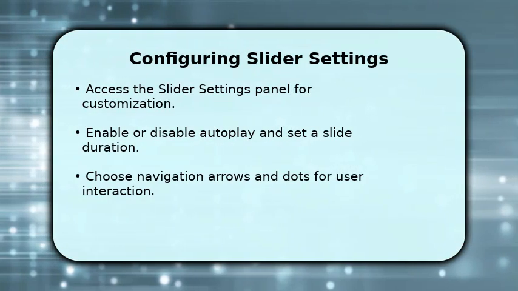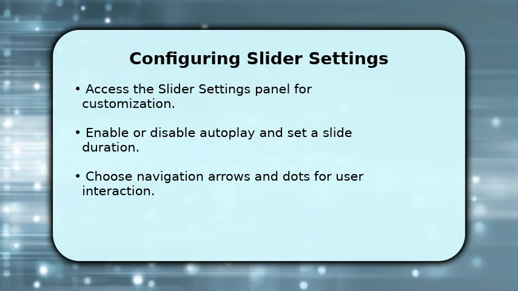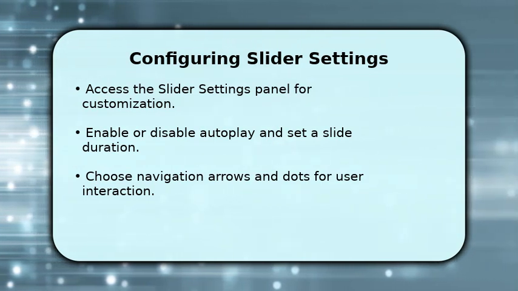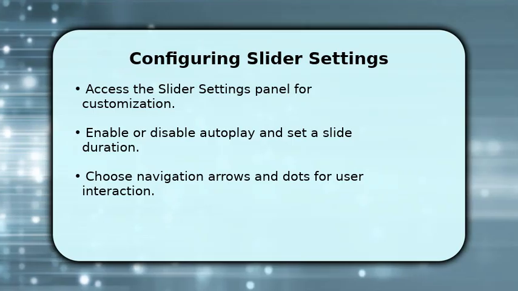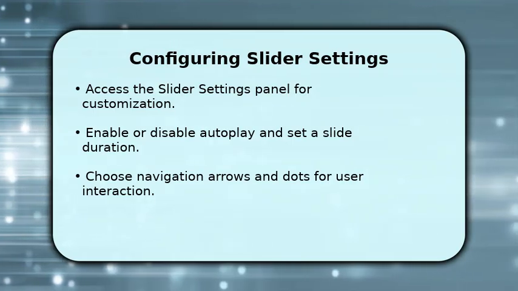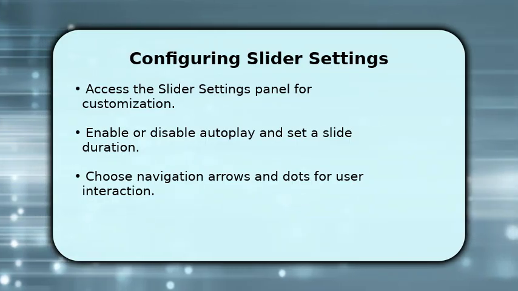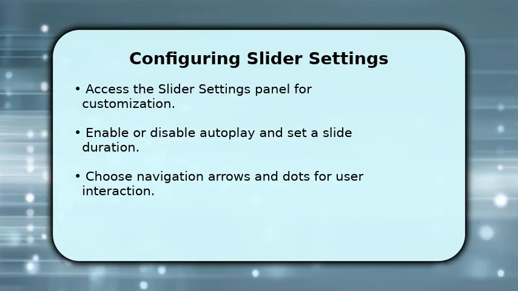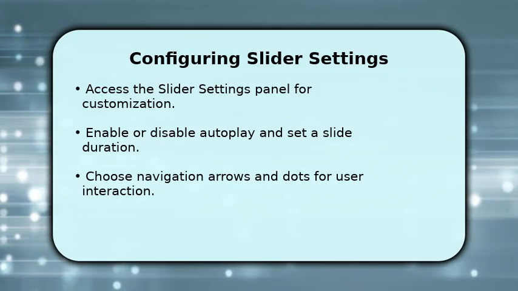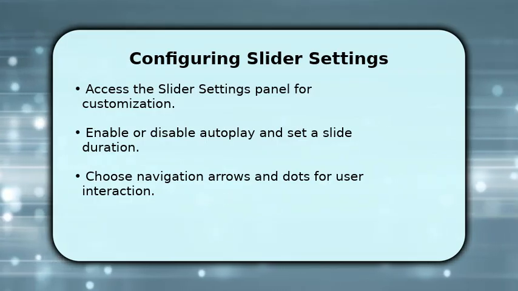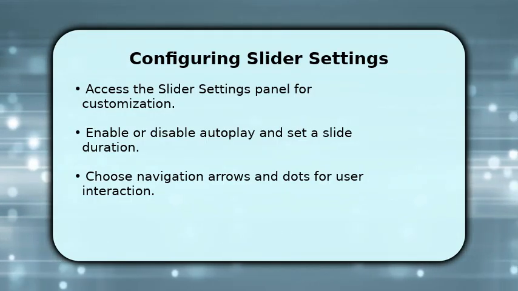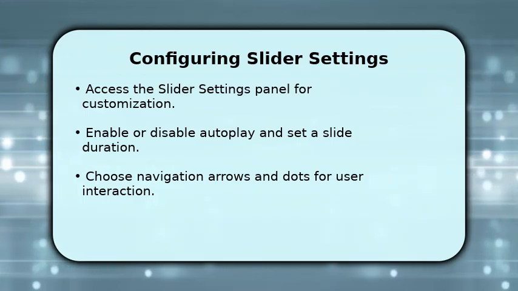Once your slider is on the canvas, select it and open the Slider Settings panel. Here, you can configure essential behaviors like autoplay, setting a duration of around 3-5 seconds between slides. Decide if you want navigation arrows and dots to allow users to manually browse. These settings are crucial for a smooth user experience.